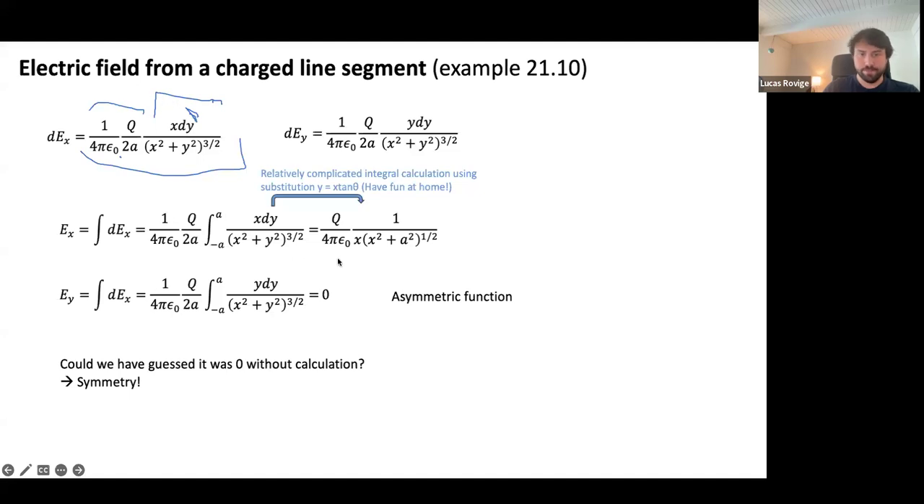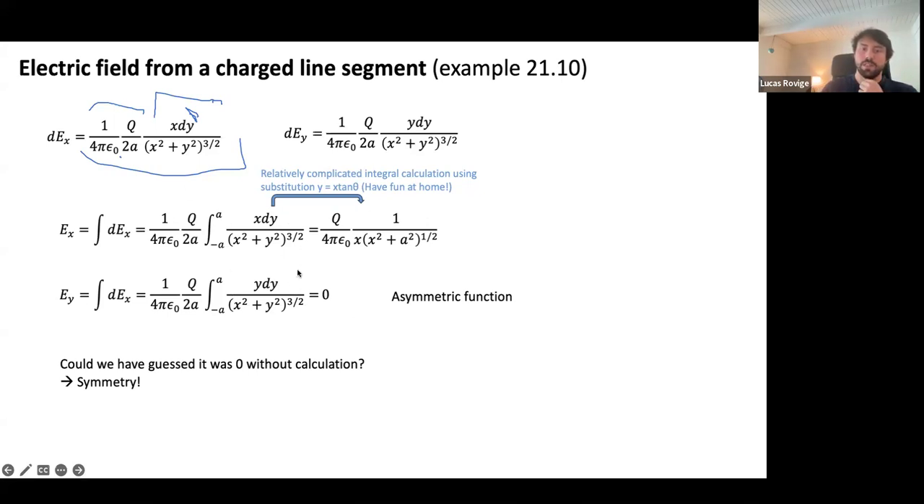I'm not going to go into the details, because actually solving this integral is pretty complicated. It requires a not so easy substitution, y equal x tangent theta. So if you want to do it at home, have fun. Otherwise you can find the solution online for this integral. It's not something I will require you to do. We'll do some integrals that are easier to solve, and you will be able to do them in class.